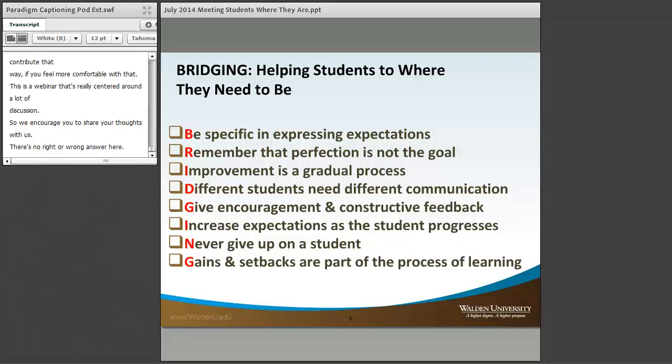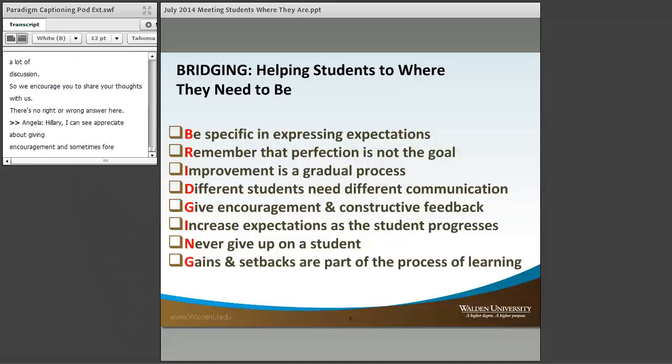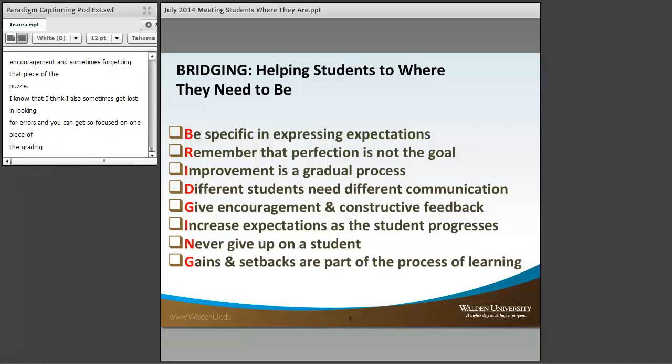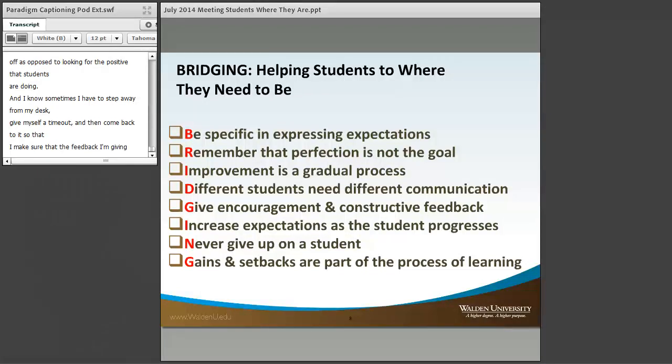Hillary, I can so appreciate giving encouragement and sometimes forgetting that piece of the puzzle. I know that I also sometimes get lost in looking for errors, and you can get so focused on one piece of the grading and assessing points off as opposed to looking for the positive that students are doing. Sometimes I have to step away from my desk, give myself a timeout, and then come back to it so that I make sure the feedback I'm giving is very constructive and not anything else. So thank you for that. I resonate with that a lot.